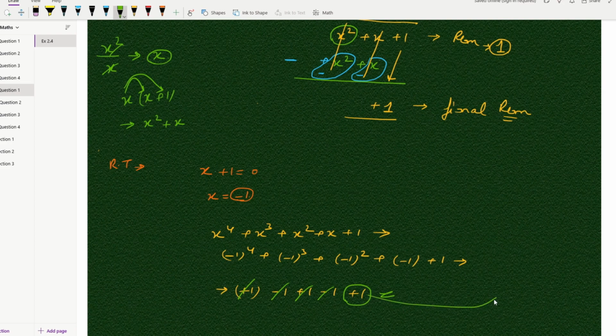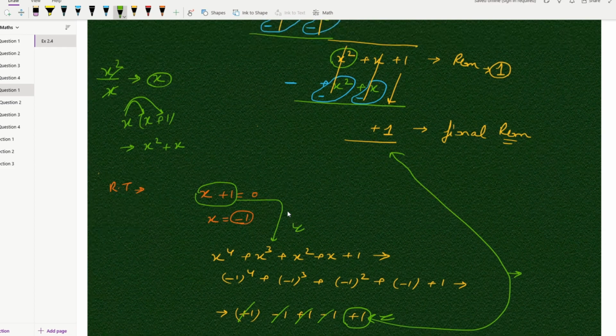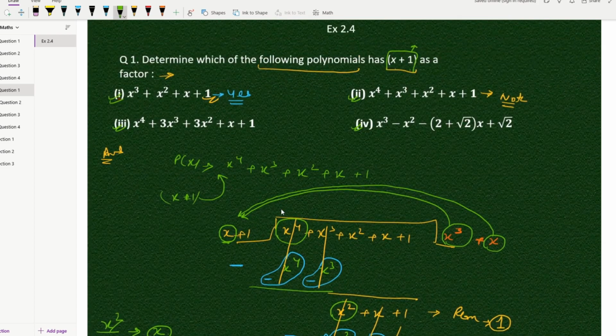So remainder in both the cases is same, that is non-zero. Non-zero अगर हो रहा है remainder तो you have to understand that the divisor, that is x plus 1, is not a factor. It is not a factor of this polynomial, right? So with this we have completed the second part also. So immediately let us move to the third part of this question.